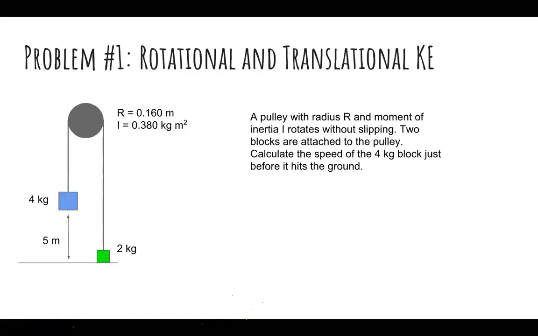So for the first example, we have rotational and translational energy. There is a pulley with a radius r and a moment of inertia I, which are given, and it rotates without slipping. Two blocks are attached to the pulley, and we want to calculate the speed of the 4 kilogram block just before it hits the ground. So this is a setup for the problem. I will move it over to the whiteboard so that we can do some work.